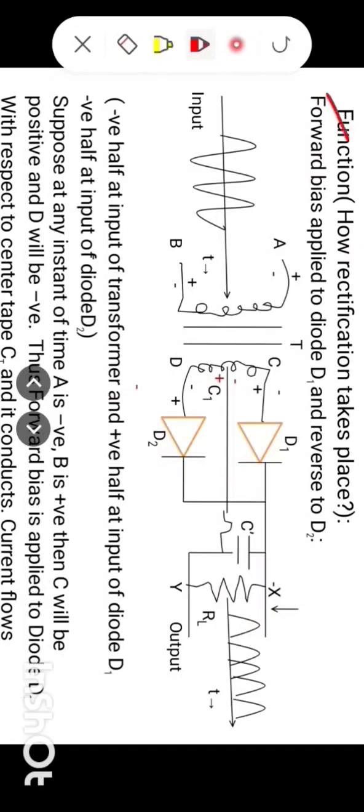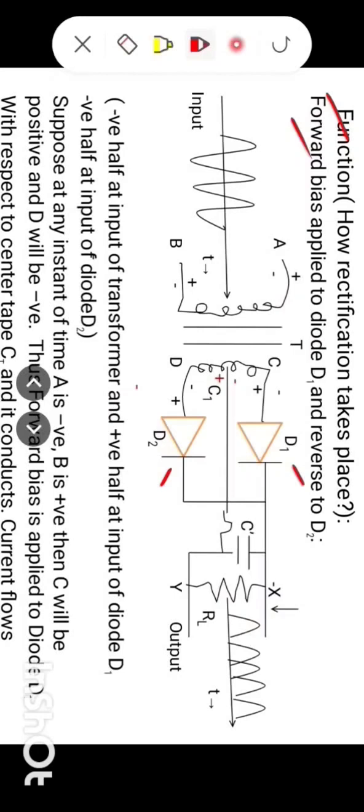Now function. Function means how rectification takes place. We have to look into it. In that there are two cases where we will describe the function. First, forward bias applied to diode D1 and reverse to D2, and then reverse bias applied to diode D1 and forward to D2. Now first we take up the first case, forward bias applied to diode D1 and reverse to D2. Now let us look into how it is applied.